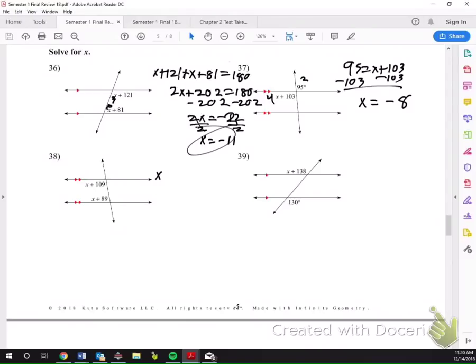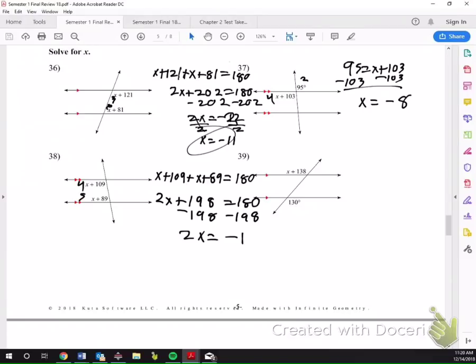Number 38. Now, again, we have same side interior angles, so they are supplementary, which means they add up to equal 180 degrees. Combine like terms. Isolate the variable using first the subtraction property of equality. Further isolate the variable using the division property of equality. We get x equals -9. If I want to check this, I go and plug it back into each of my two angles, and I'd see that they would add up to 180.